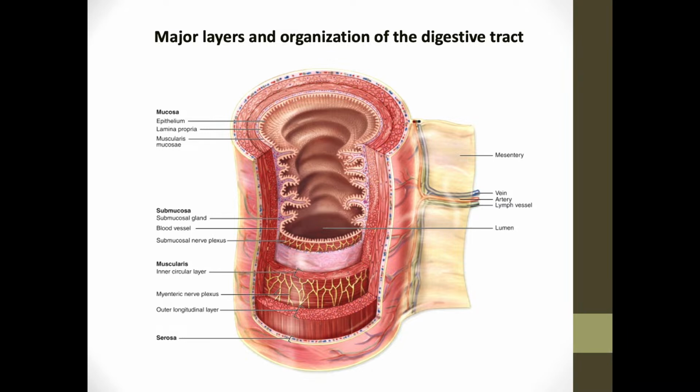The next is muscularis, which has many parts. The major part is the two sublayers, the inner circular and the outer longitudinal, and between these is the nerve plexus. But in the stomach we have an additional, third sublayer, the oblique sublayer, and the outer serosa or adventitia. In the esophagus we have adventitia.